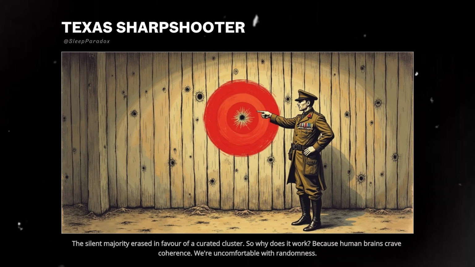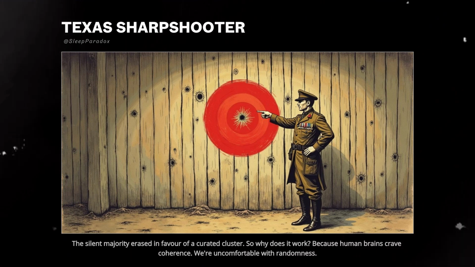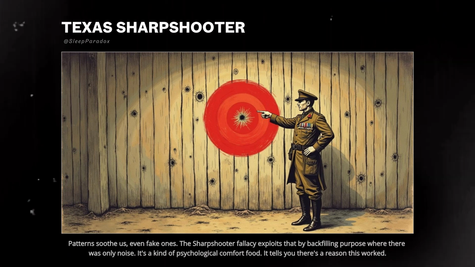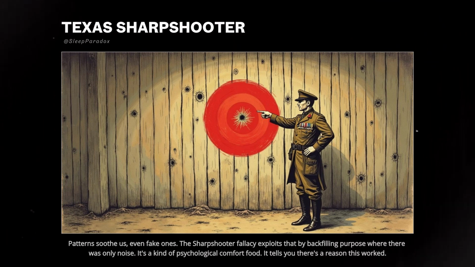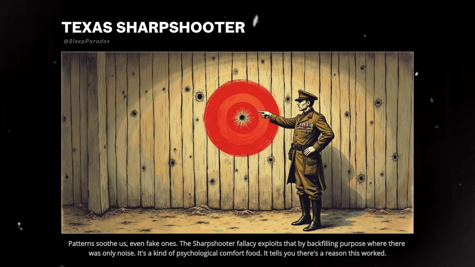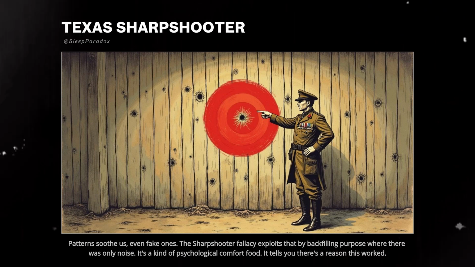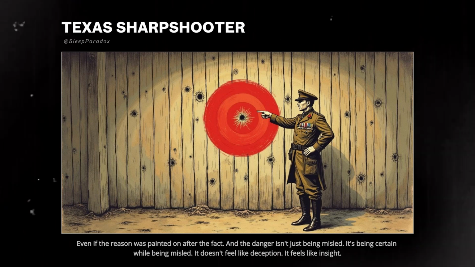So why does it work? Because human brains crave coherence. We're uncomfortable with randomness. Patterns soothe us, even fake ones. The sharpshooter fallacy exploits that by backfilling purpose where there was only noise. It's a kind of psychological comfort food. It tells you there's a reason this worked, even if the reason was painted on after the fact.